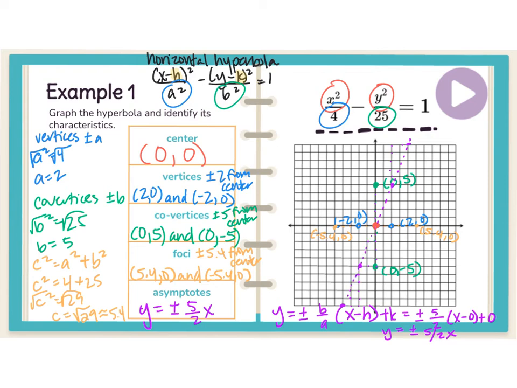So that's the positive slope one, and then for the negative slope one, because this is plus minus 5 over 2, instead of going up 5 over 2, I'm going to go down 5, to the right 2. And do that dotted line.